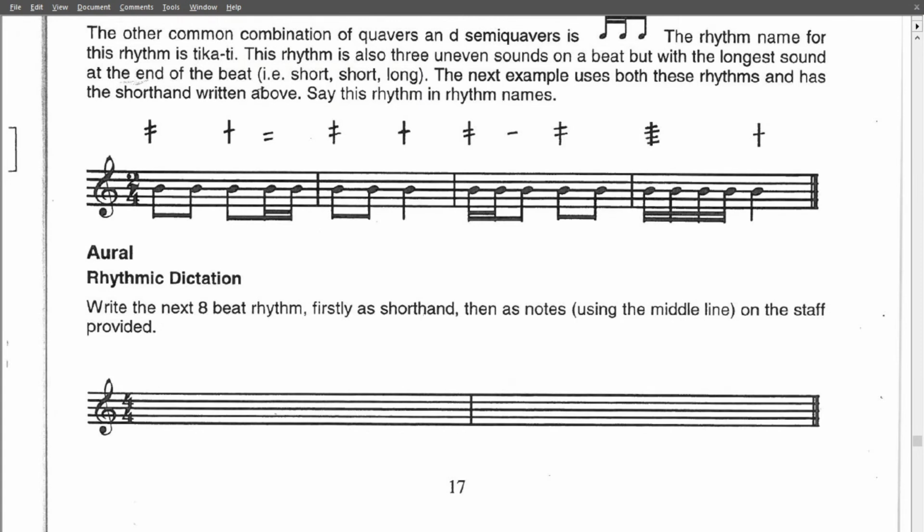I'll now play that question a third time. 1, 2, 3, 4. Here is your fourth playing. 1, 2, 3, 4.